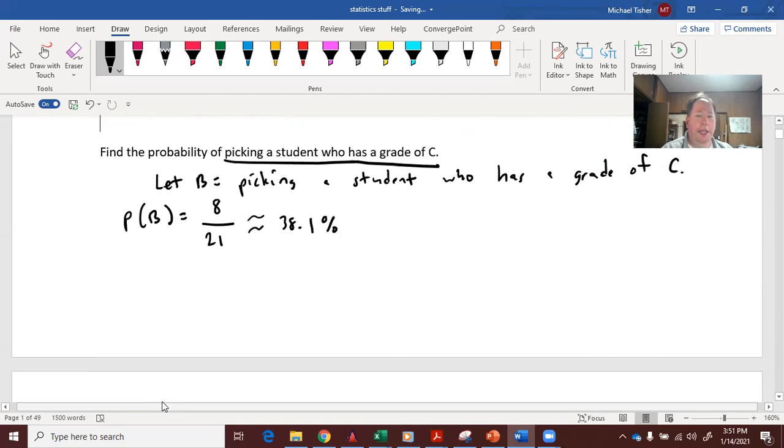And so technically this means that out of all the students, 38.1% of them have a grade of C. And so to find the probability of picking just one thing, whether it be like one student or one rock or one hamburger or one fry, all we're really doing is just finding out what percent of the entire total of them make up those things. So in this case, since we're picking a student who has a grade of C, the probability is 38.1% approximately. So this just simply means out of all the people in the class, about 38.1% of them have a C.